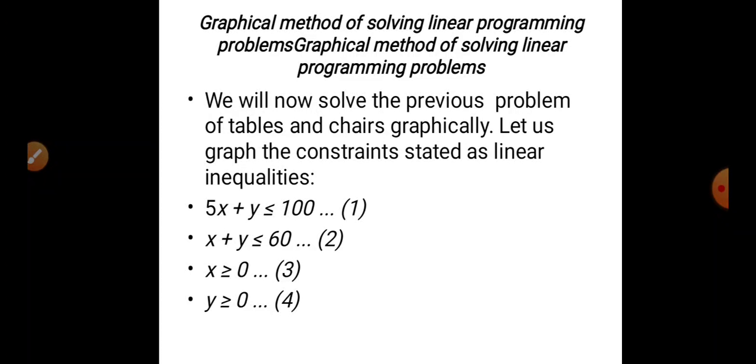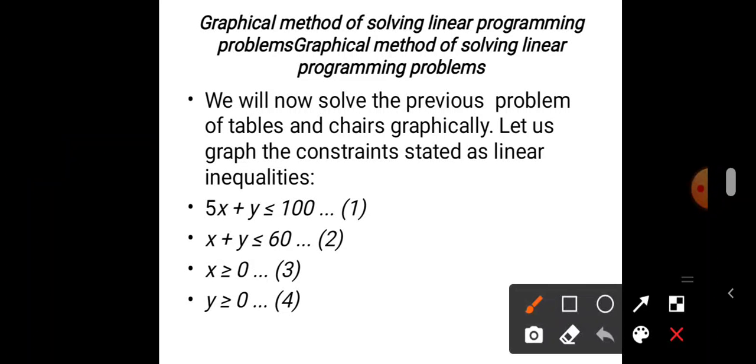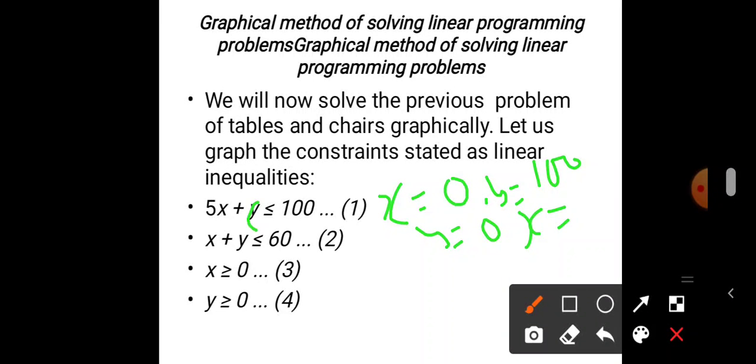Now we are going to draw the graph for these four constraints, except the objective function. It is very easy, you know, you have learned it in class 11th. In the first case, if we take x equal to 0, then y will be 100. And if y is 0, then x will be 100 upon 5, that is 20.